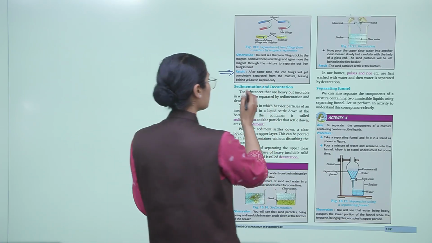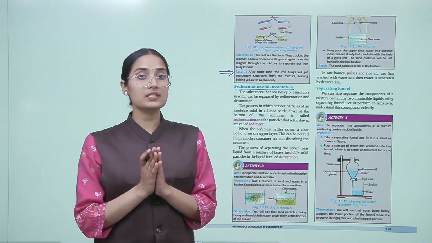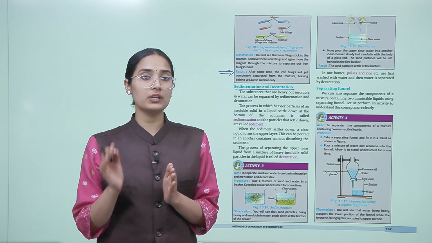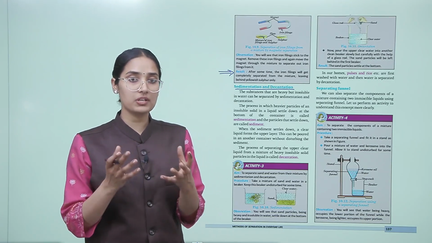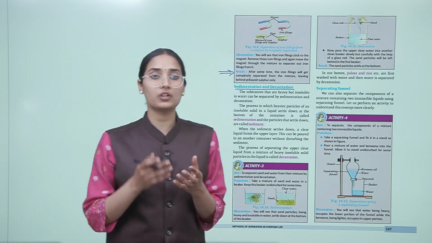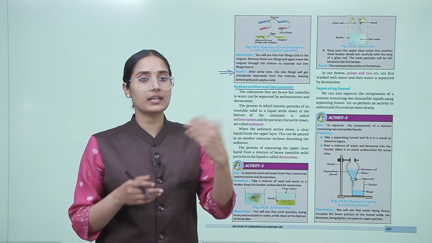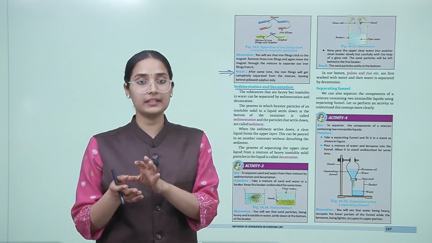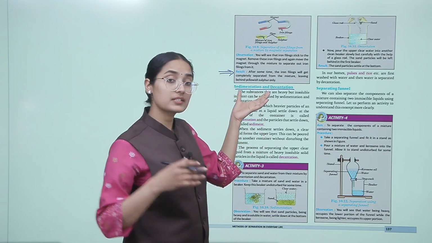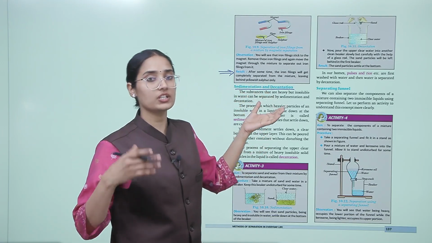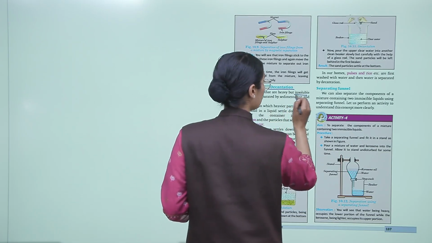Now there is another method, which is sedimentation and decantation. Now the substances that are heavy but insoluble in water can be separated by sedimentation and decantation. So such a mixture which has components of different density, right? One is heavy, one is lighter, right? In those kinds of mixtures, they can be separated through sedimentation and decantation. Also, one more thing is important, they should be insoluble, right?